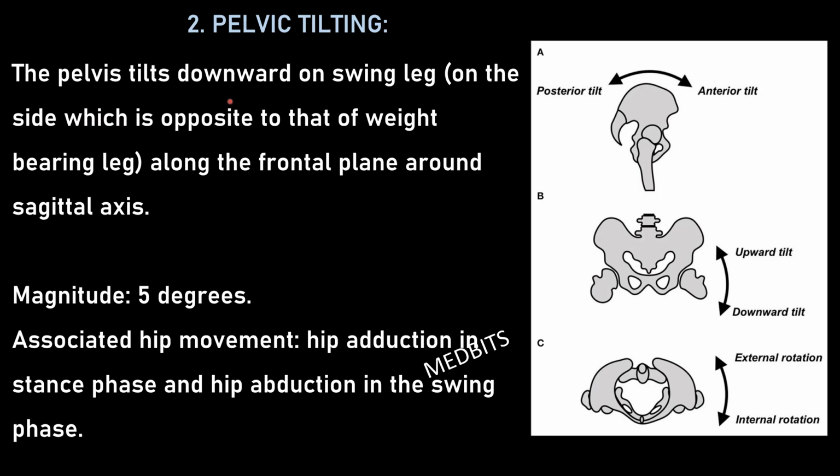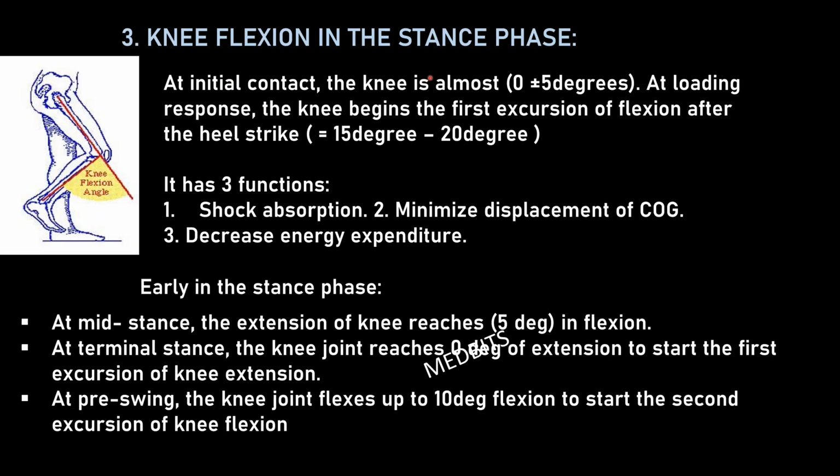The pelvis tilts downward on the swing leg, on the side opposite to the weight bearing leg, along the frontal plane around the sagittal axis. Magnitude is 5 degrees. Associated hip movement is hip adduction in stance phase and hip abduction in the swing phase. Hope that's clear.